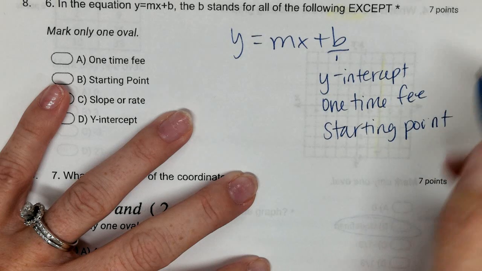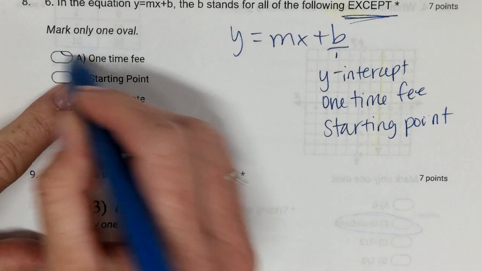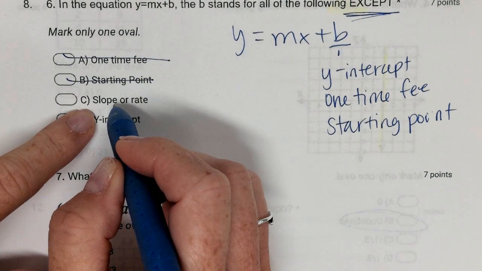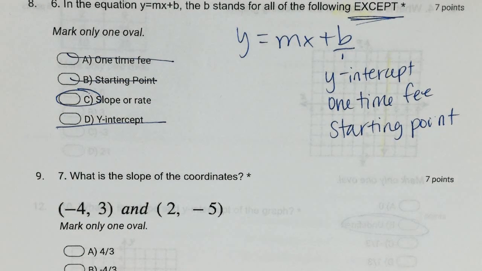So it says, which of these except? So is it a one-time fee? Yes. Is it a starting point? Yes. Is it a slope? No. Is it a y-intercept? Yes. So check number 6. Make sure you put C.